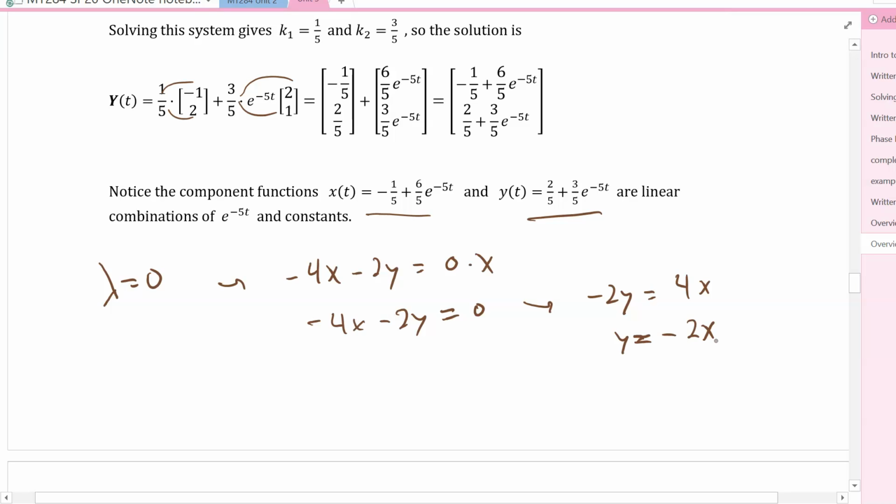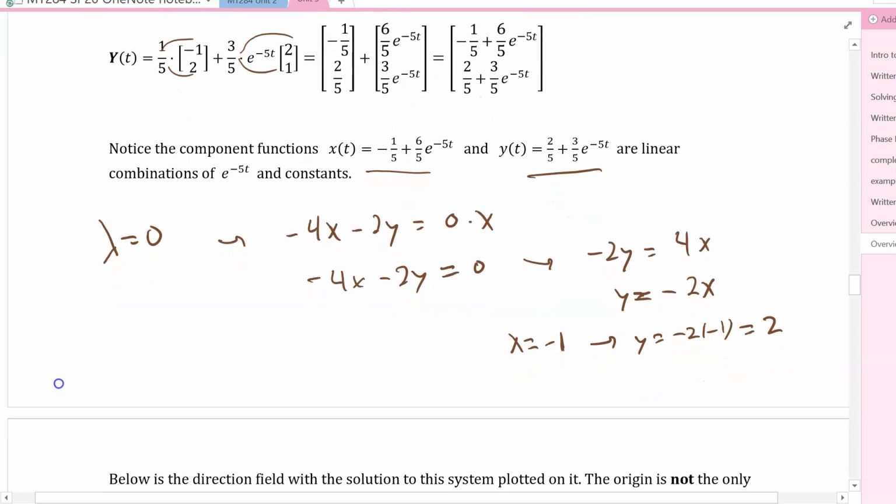All right, so very similar condition as we've seen before. In this example, I chose x to be negative 1. And if x is negative 1, then y is negative 2 times negative 1, which is positive 2, which is the eigenvector that I called v1 in this example. All right, so it's almost easier when lambda is 0 because the right-hand side gets wiped out.